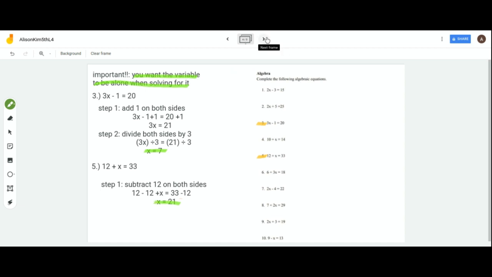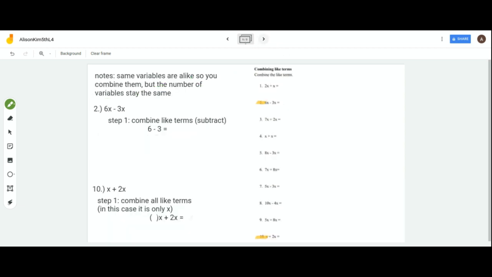Now let's move on to combining like terms. For this one, you have to realize that some variables are alike, so you can just combine them. But the variable stays the same as the variable shown in the question. So don't add your own exponents or anything, just keep it. If it says x, just keep it x. And you'll see what I mean in these next two examples.